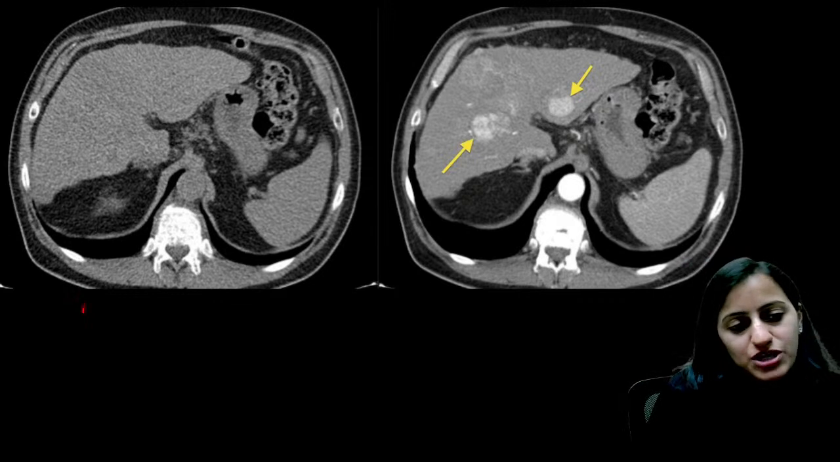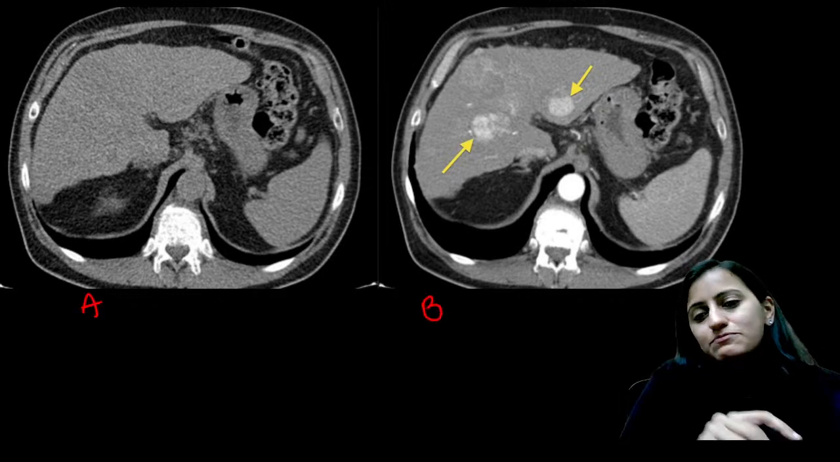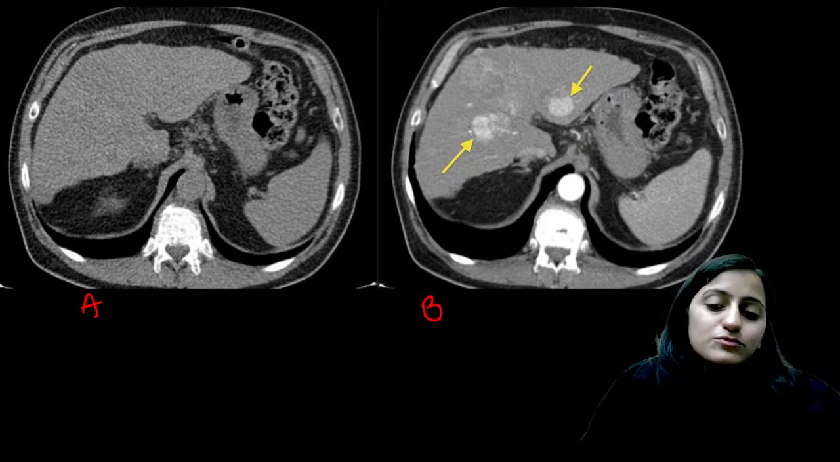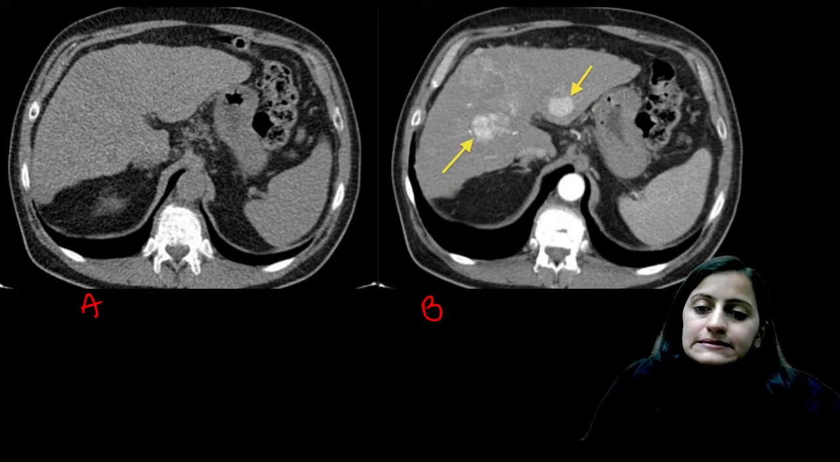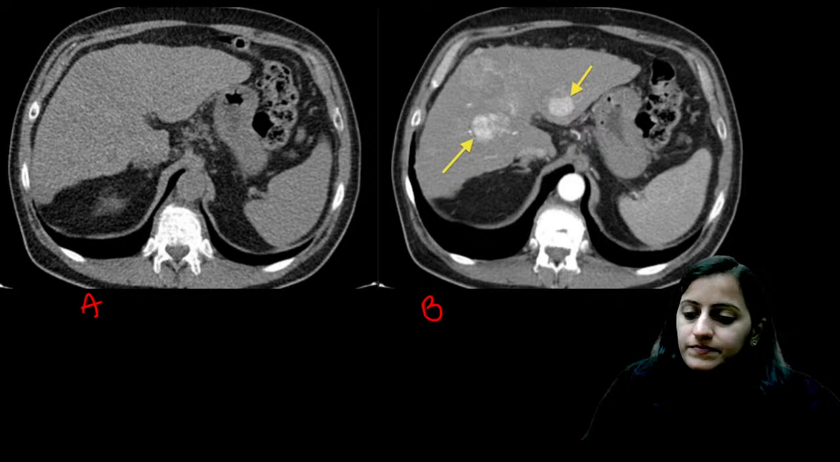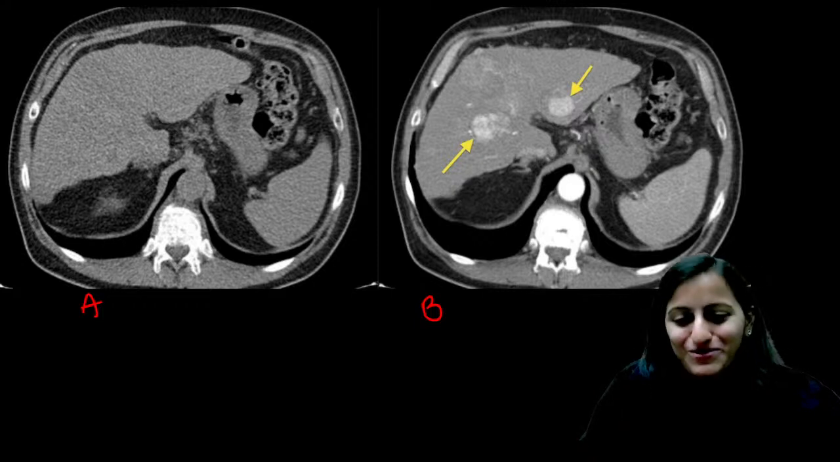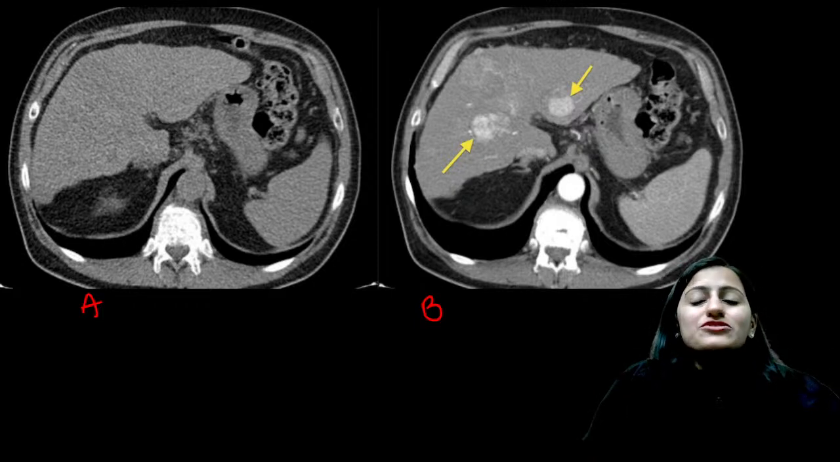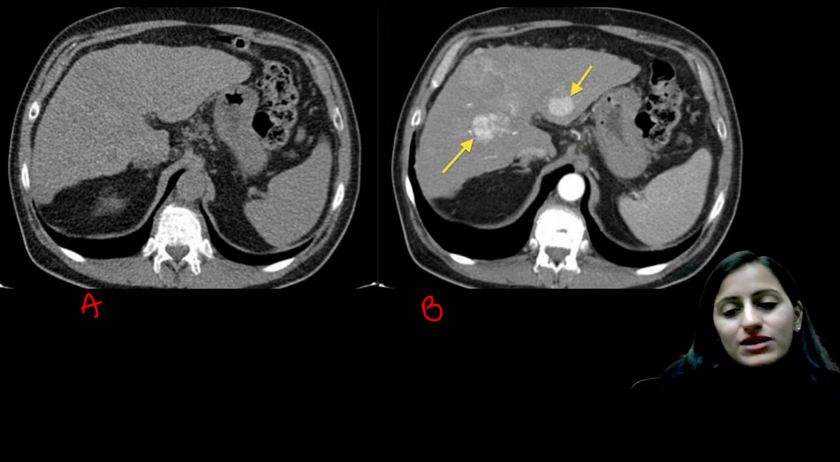Next one, image A and image B. Both CT, both MR, one CT, one MR? What do you think? Very good. Both of them are CT. Image A is a non-contrast CT. Image B is a contrast enhanced CT.